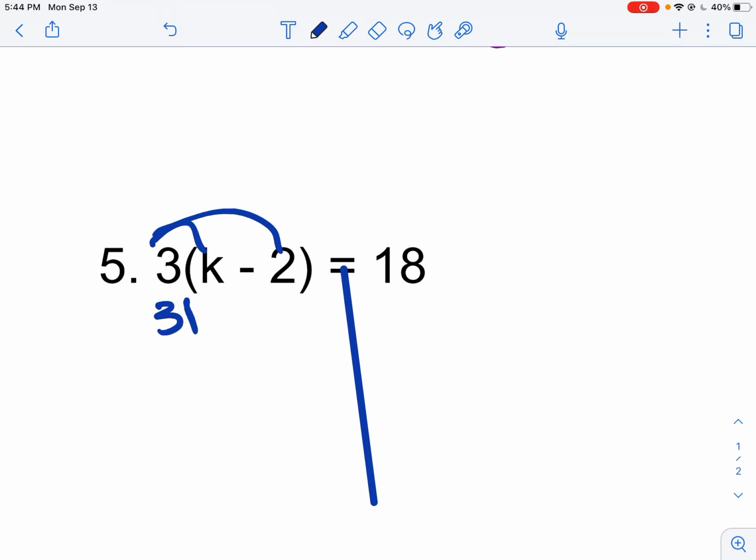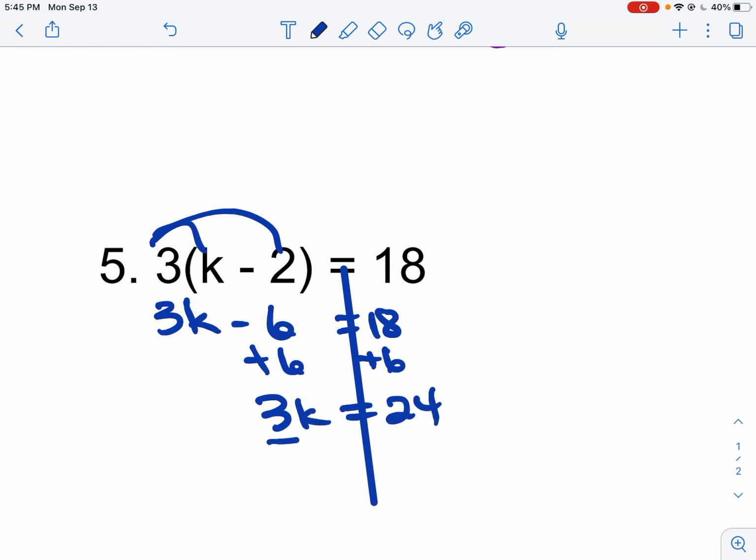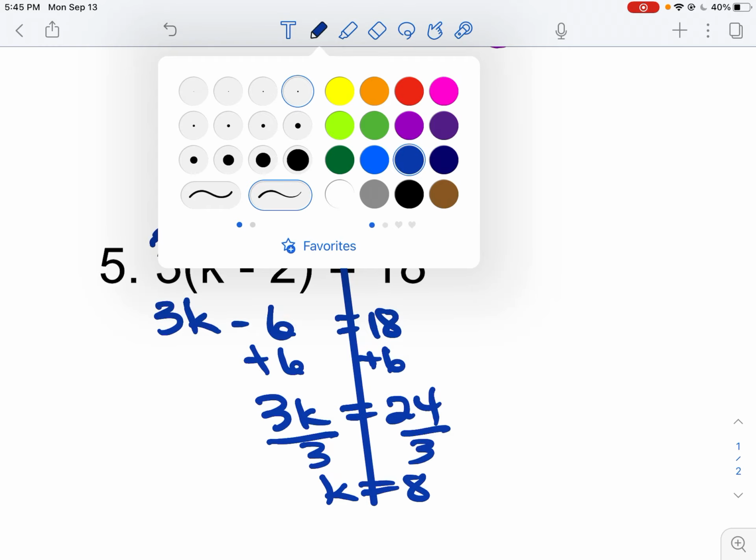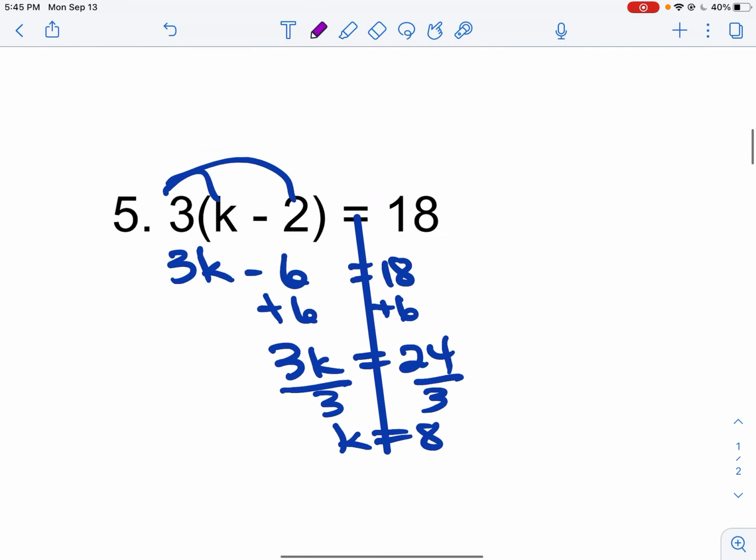So again, we have distributive property, so I'm going to multiply my 3 through and get 3k minus 6 equals 18. I want to isolate my variable, so I add 6 to both sides. 3k equals 24. Divide by 3, and k equals 8.